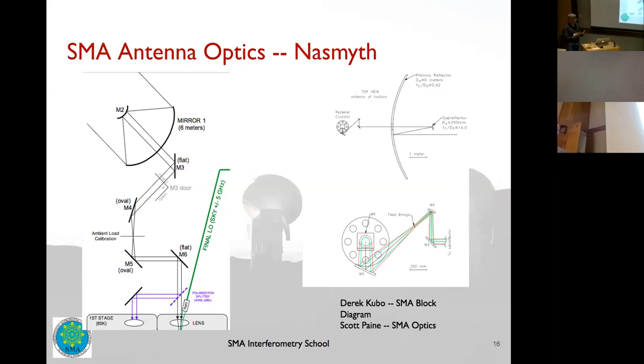Most of the stuff that's going to be covered in this talk is pretty much this section. So from where the radiation hits the primary mirror, goes to this mirror, the secondary, and then the tertiary.